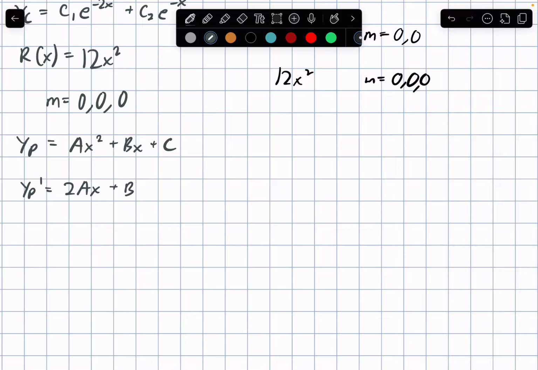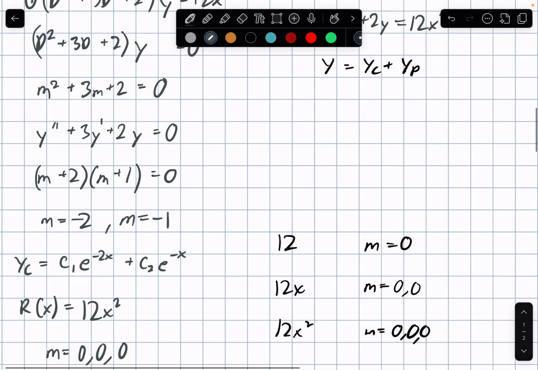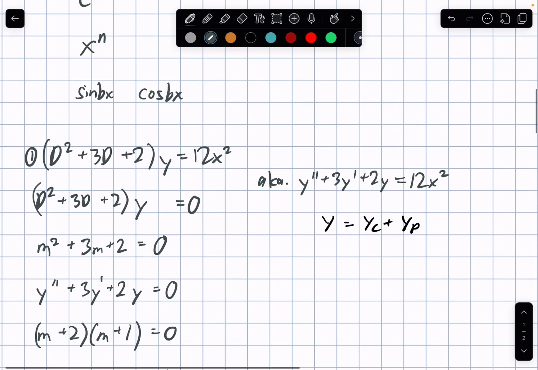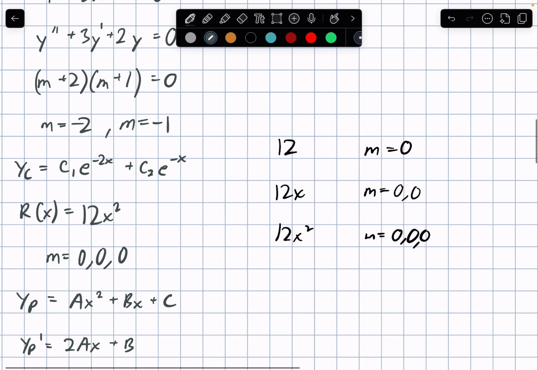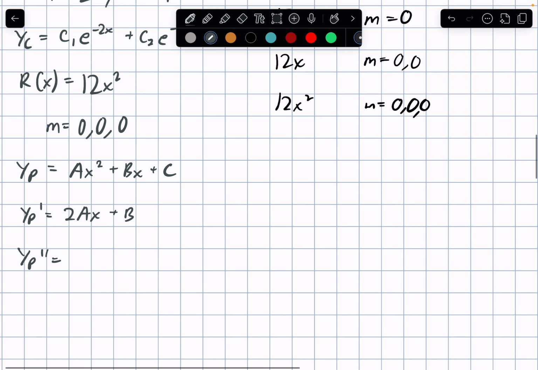2ax plus b. Okay, so that's the first derivative. Second derivative, how many times do we have to derive? It depends on the highest degree of your given. Right now, it's d raised to 2, no? Or y double prime, or m raised to 2. So 2a. Okay, so that's good enough. Onto second derivative only.